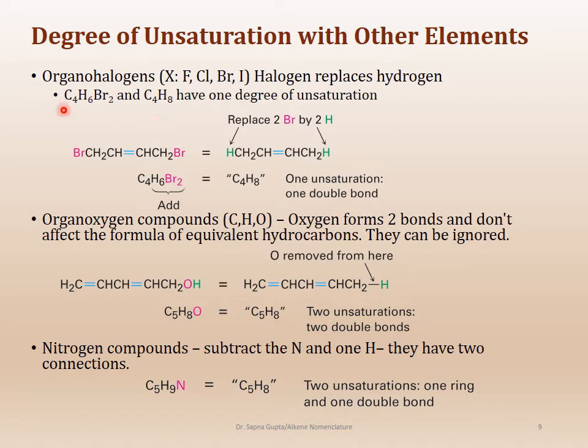So for example, if you have C4H6Br2, then the Br2 you will add on as 2 hydrogens, and therefore it will be C4H8. Then you calculate the hydrogen deficiency index from there, which is CnH2n, therefore it has 1 degree of unsaturation. So for halogens, just replace them with hydrogen.